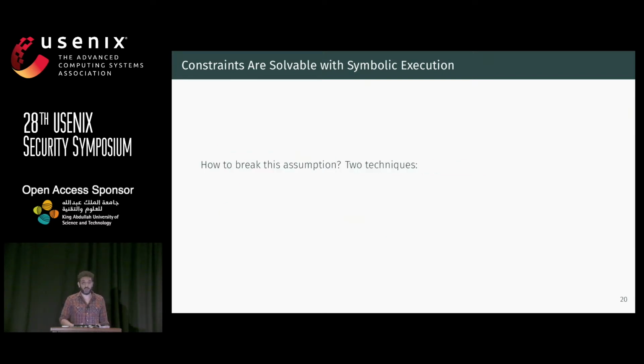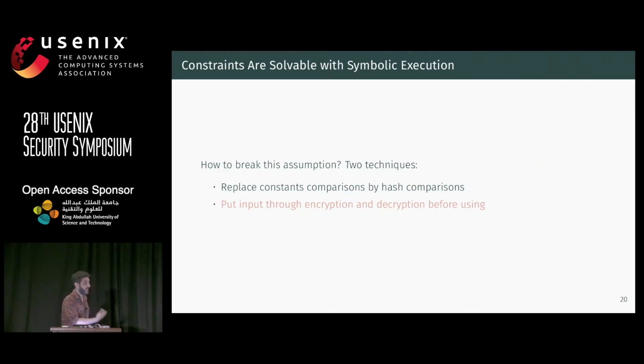So how do we break this assumption? We developed 2 techniques. One of the techniques is, again, similar to the fuzzification guys. We replaced constant comparison by hash comparison. Instead of saying, hey, are the 3 input bytes equal to ELF, we say, is the hash of the 3 input bytes equal to the hash of ELF, right? And the second idea that we introduced is, let's just put the input through encryption and decryption. That does actually nothing. It's the same key, it's the same output.